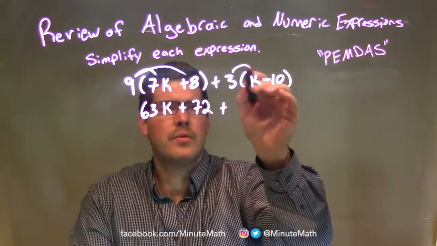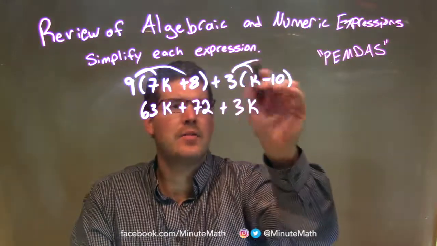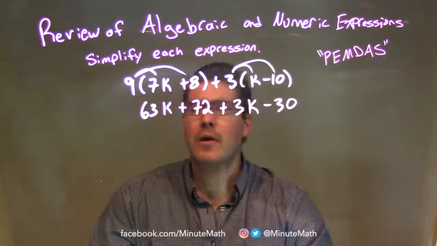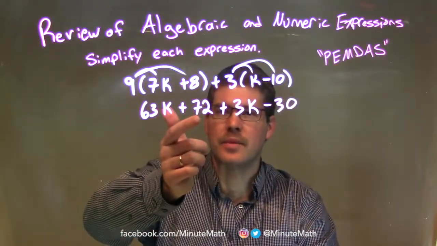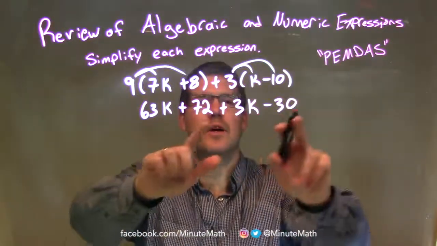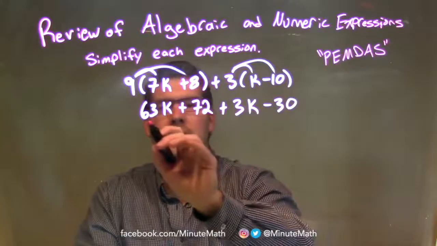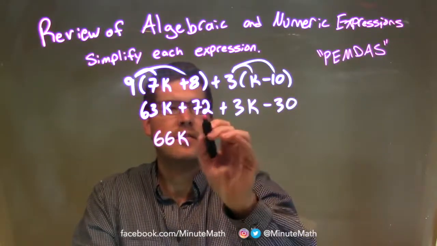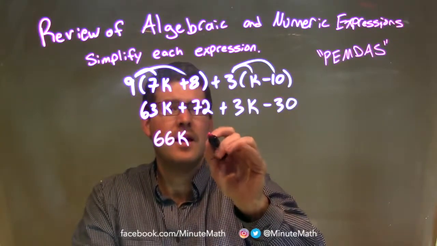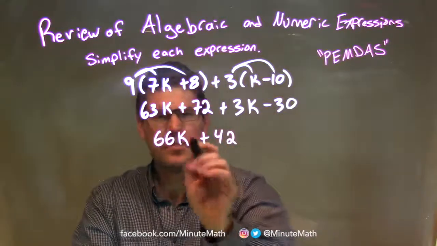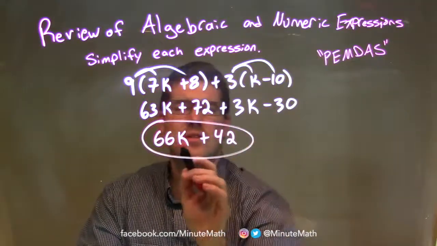Then we have a plus of 3. 3 times k is 3k. And 3 times a minus 10 is a minus 30. So now I have 63k plus 72 plus 3k minus 30. I want to combine my like terms. So I have my variables and my numbers. So let's combine the variables first. 63k plus 3k is a 66k. 72 and a minus 30 come out to be a positive 42 right there, those two numbers. So our final answer here is just 66k plus a 42.